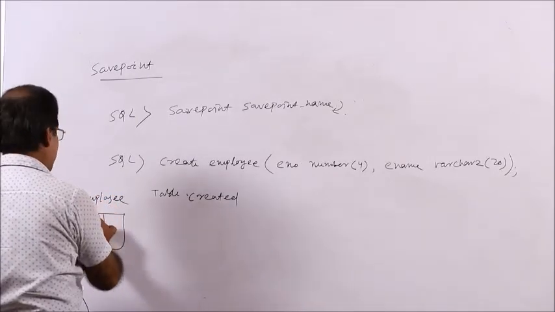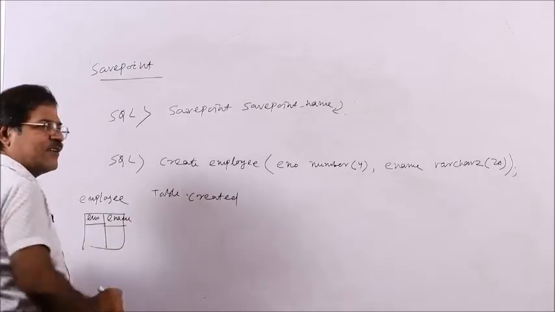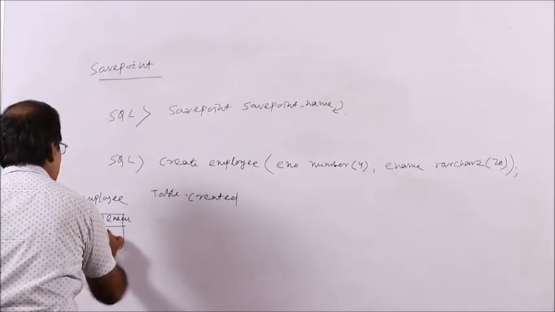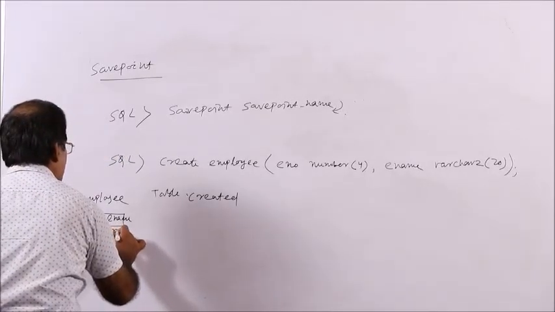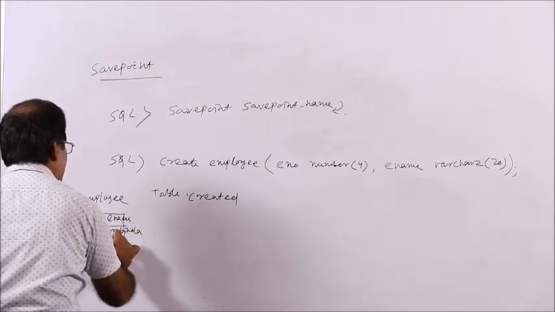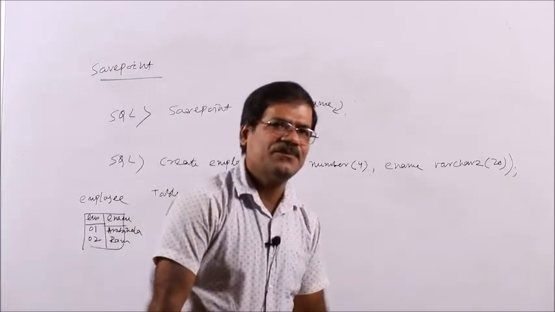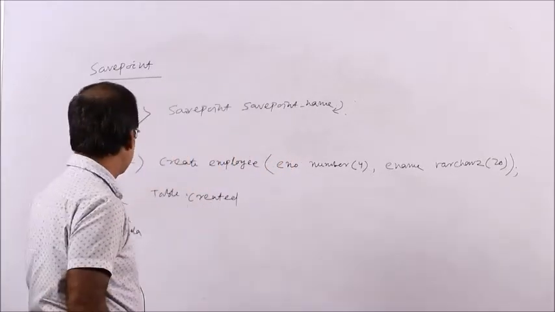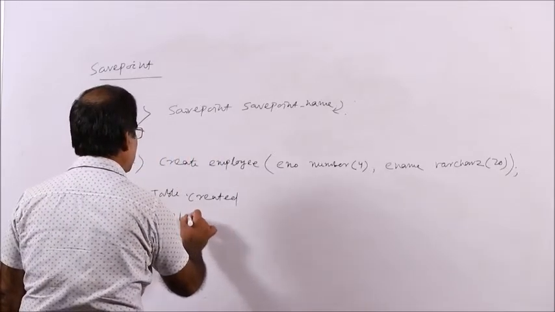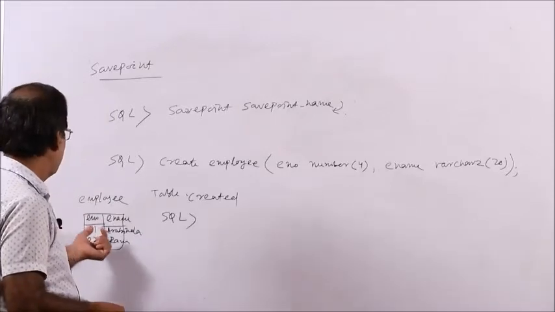So there are 2 fields. One is employee number, one is employee name. I will store the employee number and employee name. Suppose the employee number is 01, Aravind. Employee number 02, suppose Ram. Like this we insert all the records of the employees. So already one table is created. Next I will insert the records by using the insert command.